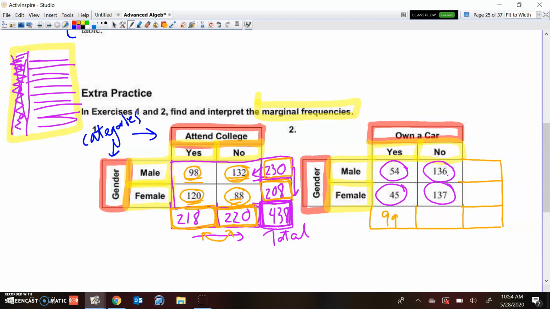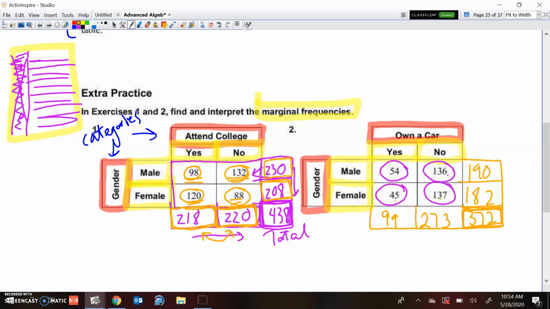We'll interpret them in a second. 136 plus 137, adding straight down, is 273. If I add straight across, 54 plus 136, I get 190. And if I add straight across here, 45 plus 137, I get 182. Now if I add up 190 and 182, my total is 372. If I add up 99 and 273, my answer is 372. So my total is the same for both, so I know I didn't have any addition calculation errors.